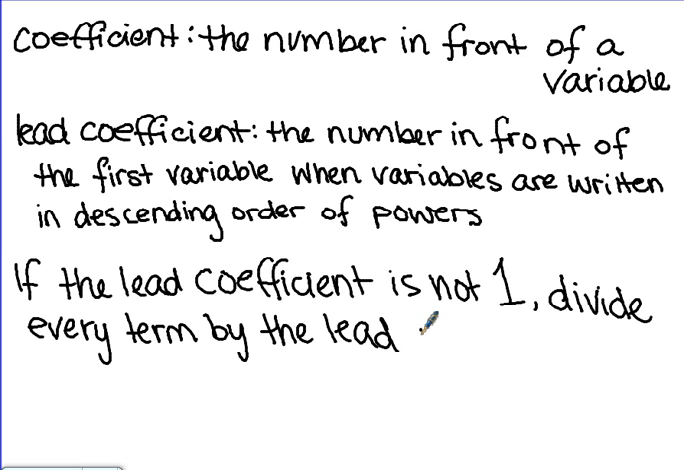So if the lead coefficient is not 1, we are going to divide every term by the lead coefficient. Now, unfortunately, this means a lot of times that we're going to end up with fractions. Not always, but a lot of the time, which is fine. It just makes it a little more challenging. Once we've divided every term by the lead coefficient, we can go ahead and solve completing the square as normal. So let's look at a couple examples together.